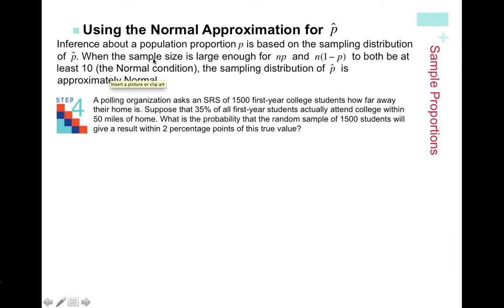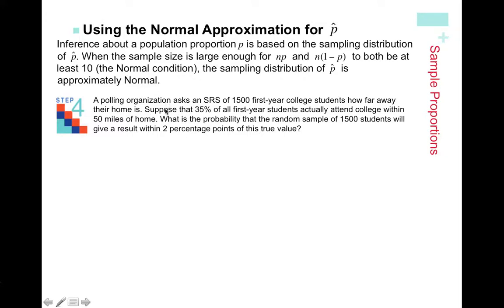So, we are making inference about a population's proportion, and it's going to be based on the sampling distribution of p hat. When a sample size is large enough for np and n times 1 minus p to both be at least 10, that's what we call the normal condition, the sampling distribution of p hat is approximately normal, and we are going to use that in this example.